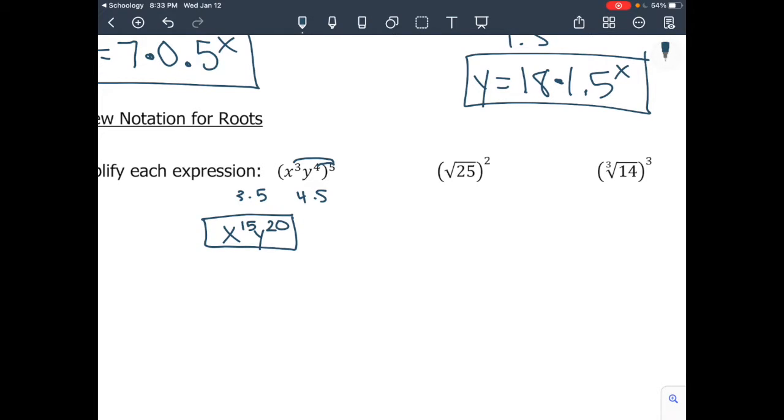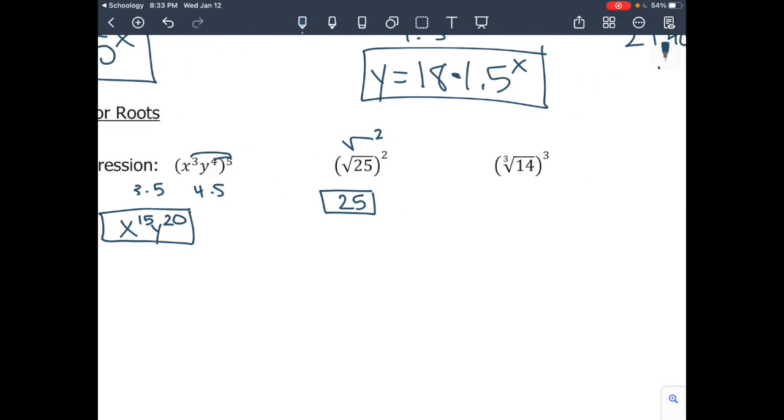And then the next one, if you are taking the square root of 25 and then squaring it, what this is doing, the square root versus squaring, cancels each other out. It's like saying +2 minus 2, those cancel each other out. So what happens is those two things go away and you just get 25. And then in the next one, this is the same idea. When you cube root and then cube something, they are canceling each other out. So you just get the 14.